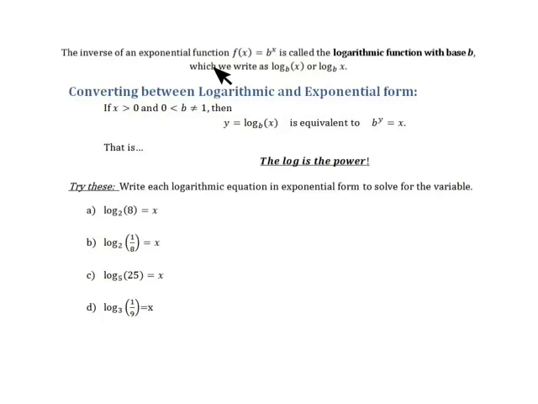The inverse of an exponential function. Here we have an exponential function f of x equals b to the x. Well, the inverse of that is called a logarithmic function. And a logarithmic function is written like this: the logarithm of x base b. Or sometimes we don't have the parentheses there. So it's real important that we can convert. So let's make sure we can convert.